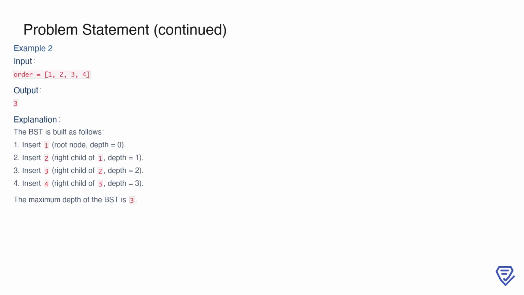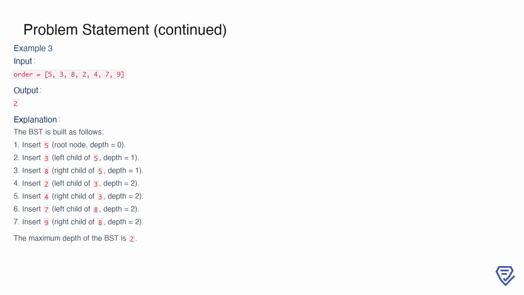Now let's consider a second example where the input array is 1, 2, 3, 4. Here, we start with 1 as the root node, so its depth is 0. The next element, 2, is greater than 1, so it becomes the right child of 1 at depth 1. Then, 3 is inserted. Since it's greater than 2, it becomes the right child of 2 at depth 2. Finally, 4 is inserted and becomes the right child of 3 at depth 3. Notice how this forms a skewed tree, where all nodes are in the right subtree. The maximum depth of this BST is 3, which is our answer.